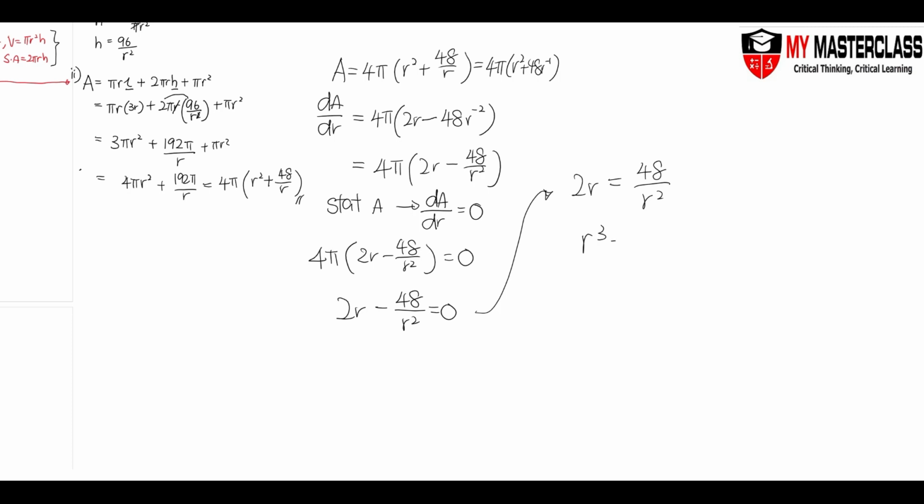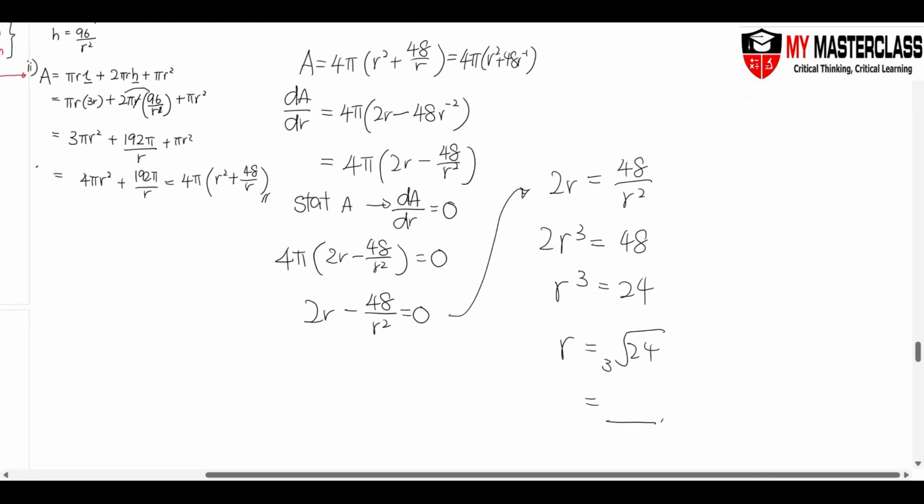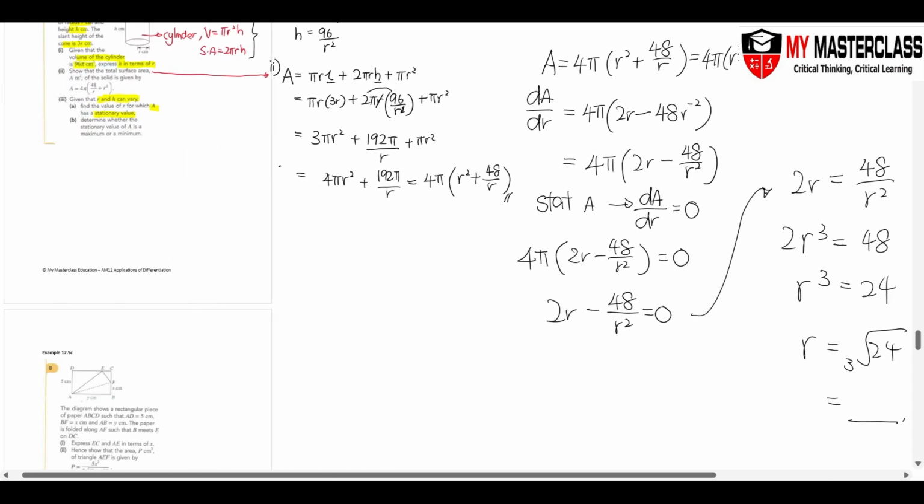2r³ equals 48, or r³ equals 24, and r equals the cube root of 24. Use your calculator, you can work out the answer. So remember the second step: after you get the equation, differentiate, equate to 0 to find the unknown. Now let's look back to the question.